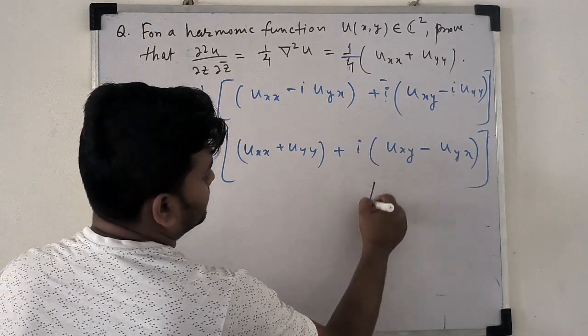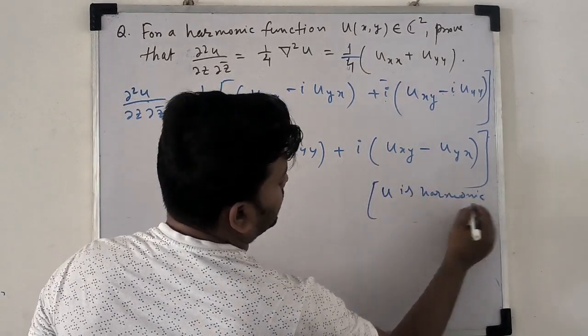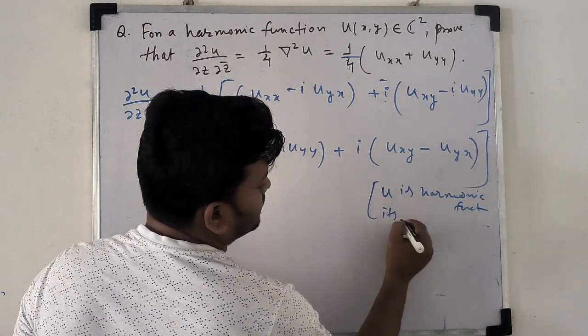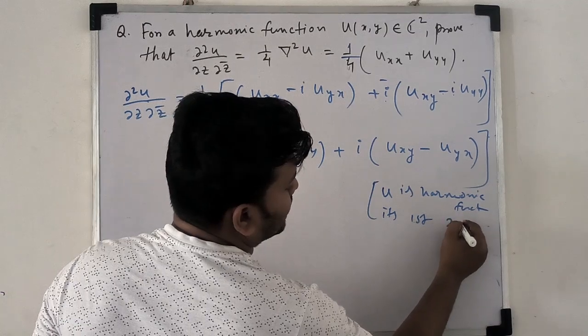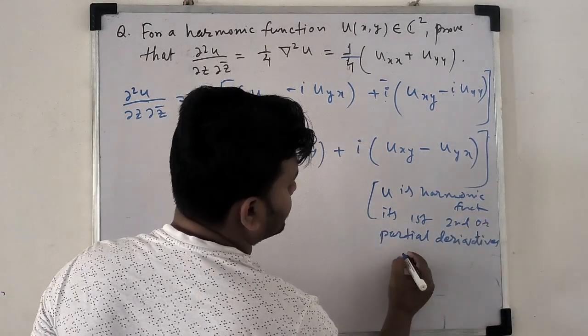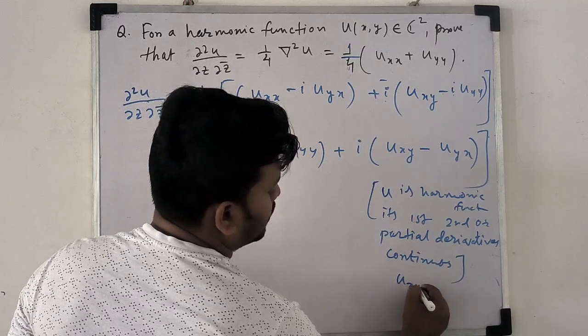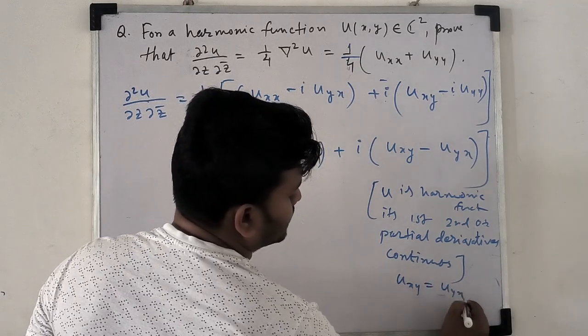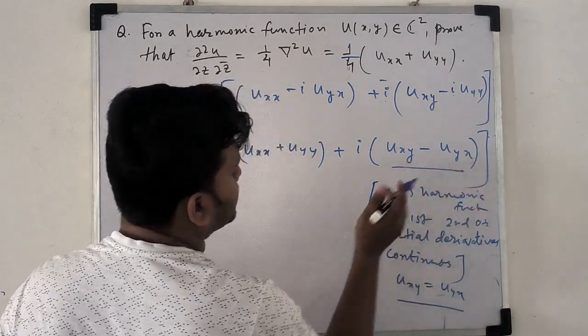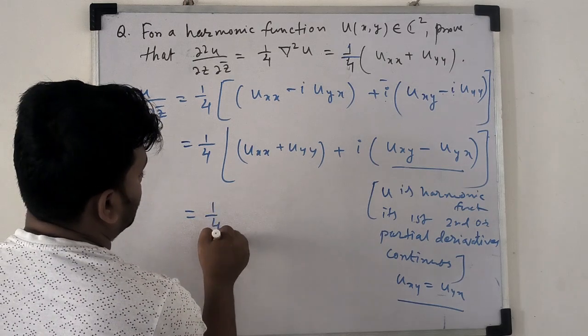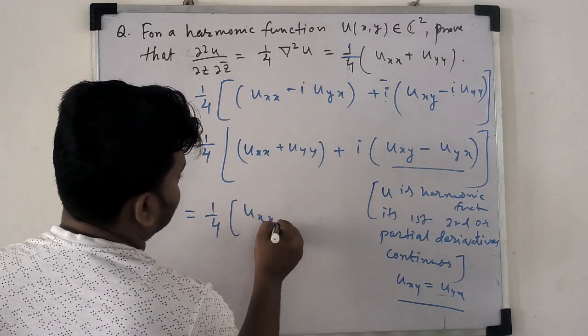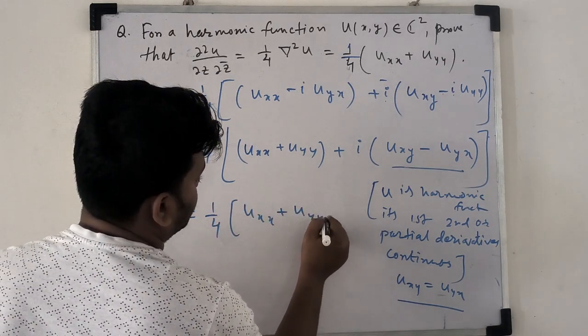Okay, as u is a harmonic function, its first order and second order partial derivatives are continuous. Therefore uxy = uyx, so if we put it here, this will be 0. Therefore this will be 1/4 (uxx + uyy). So this is the proof.